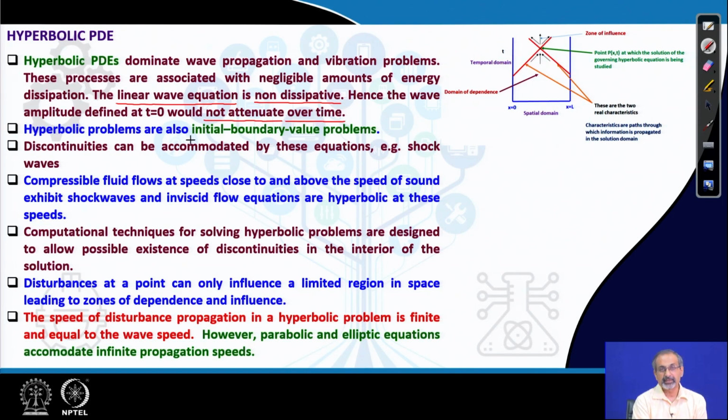Hyperbolic problems, like parabolic problems, are also initial boundary value problems. Discontinuities can be accommodated by these equations. Examples of them are shock waves. So, in the solution domain there could be discontinuities, unlike what we saw in parabolic partial differential equations, where the solution will always be smooth even if there are discontinuities in the boundary condition. That does not happen here. The solution itself can support discontinuities.